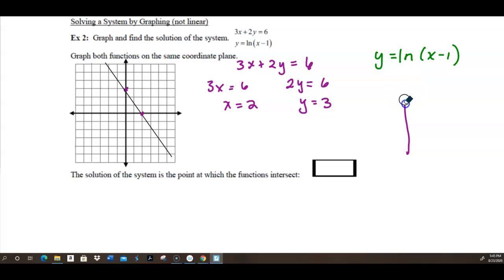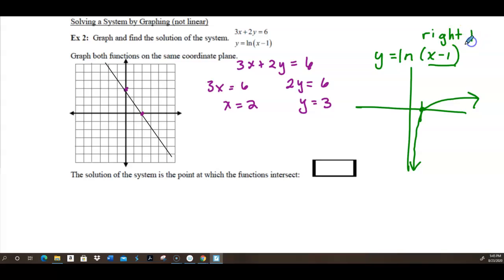And so let me do green, color coordinate here, right? So what we're going to do is the natural logarithm graph, the parent graph goes through 1, 0. So it looks something like this. But we're going to shift that graph to the right, opposite of what you think, right one. So I'm going to take that logarithmic graph. I'm going to move it to the right 1 unit. Oh, I can see where my intersection is going to be. And here is my graph.